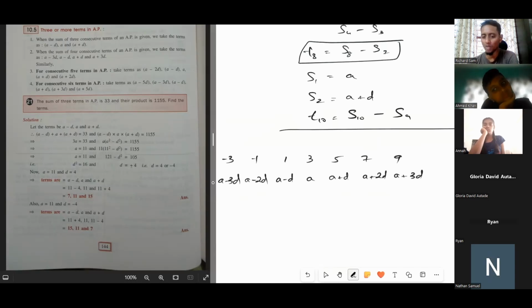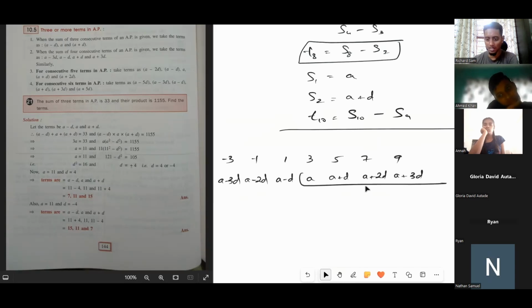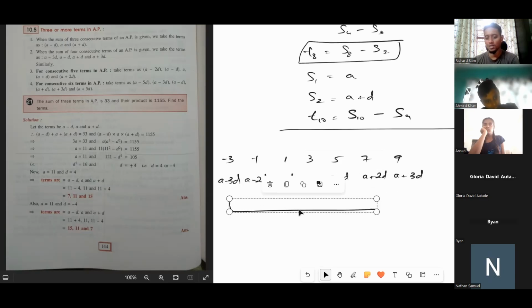Your terms don't always have to start from A. You can start from anywhere. You could represent the first term as A minus D, the second term as A, the third term as A plus D. Doesn't matter, however it is. You understand? So that's what we're going to do now.